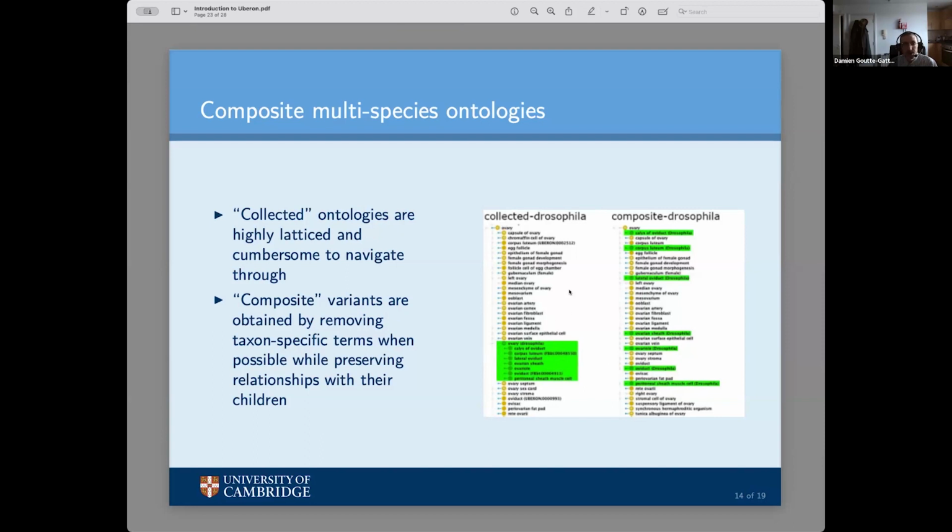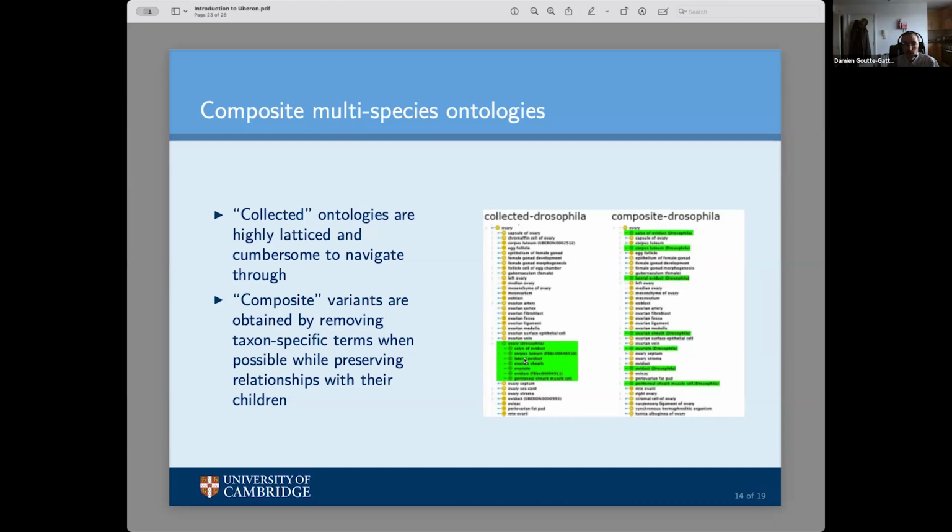So even if you can't read it, here we have the Uberon term for ovary. Below that, you have all the different parts of the ovary that you can find in Uberon. And here in this green box, you have the Drosophila ovary that you get by merging FBbt with Uberon. And below that, you have all the different parts of the fly ovary.